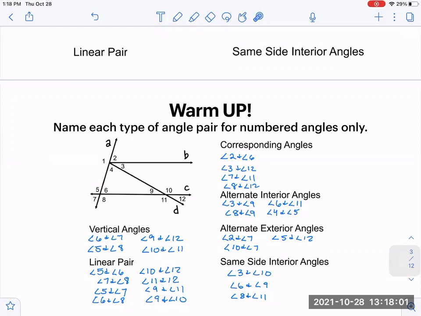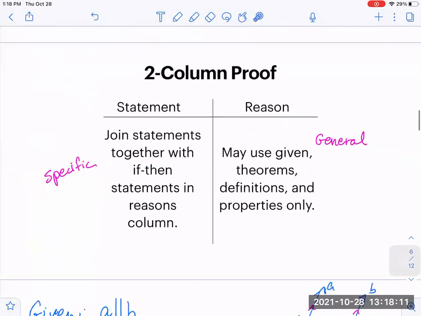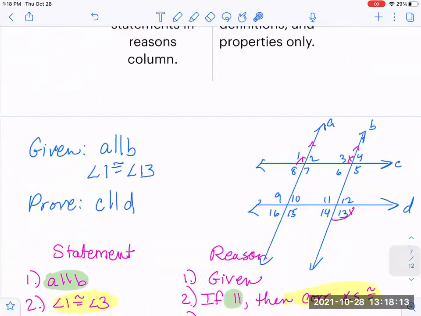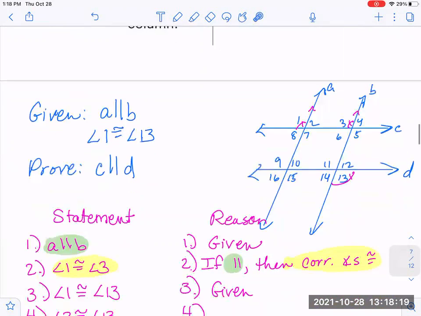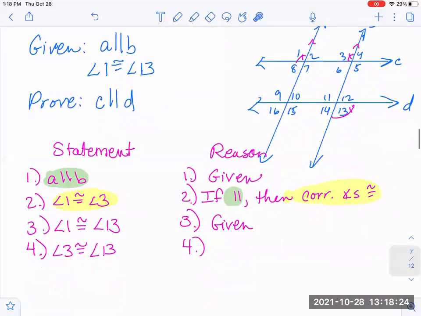right? But they're not congruent. Why are they not congruent? Because these lines aren't what? Parallel. They're not parallel. But if they were parallel, then it would work. But here's the thing. We are trying to prove that C and D are parallel. So you don't know that yet. So we cannot say if lines are parallel, alternate exterior angles are congruent. That's absolutely true. But I don't know C and D are parallel yet.